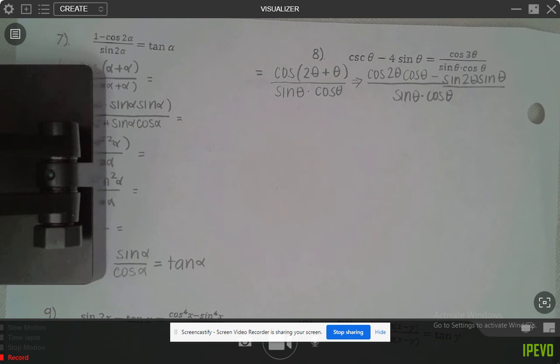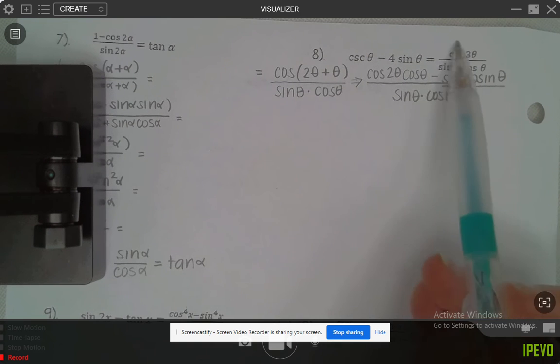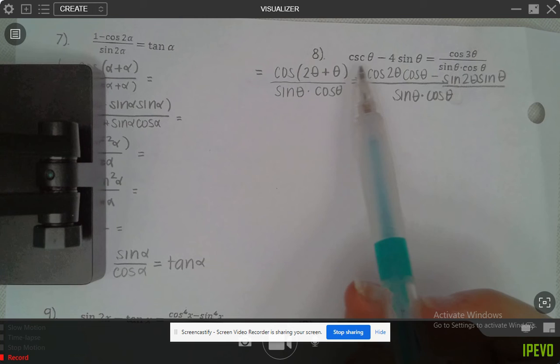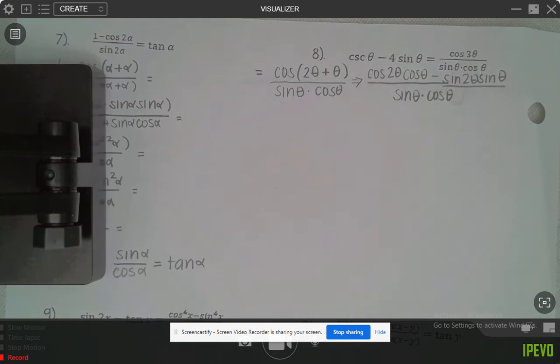No trig on this step. Strictly algebra. How many fractions do I currently have? 1. How many do I probably want? Because I'm starting here, correct? I had 1 fraction. I want to turn it into what? 2. Can I take this fraction and split it into 2? How do I split a fraction? Just keep the numerator with the denominator and the numerator with the denominator.